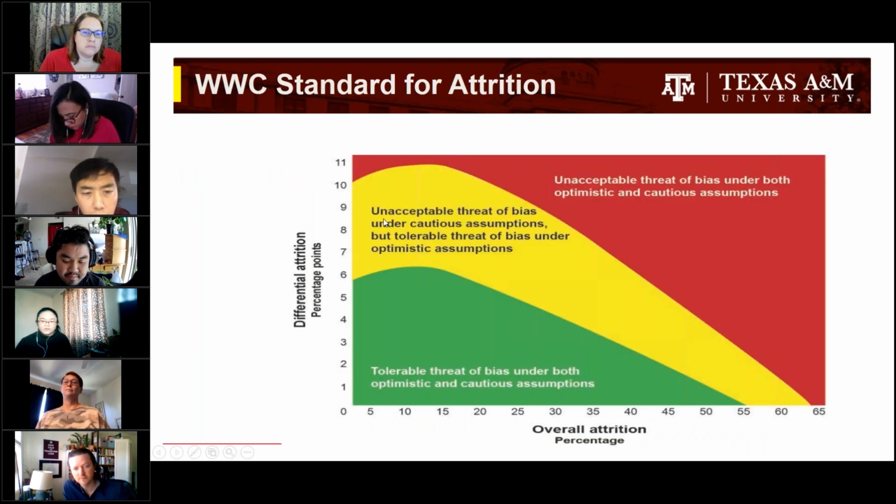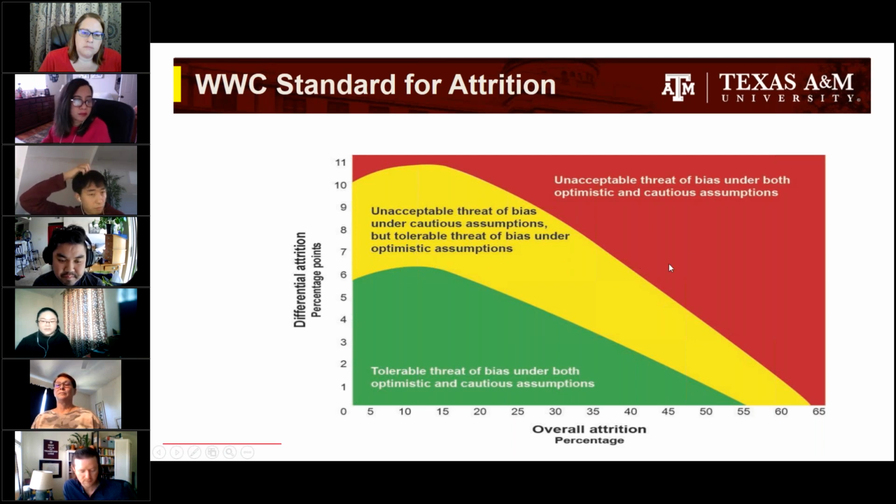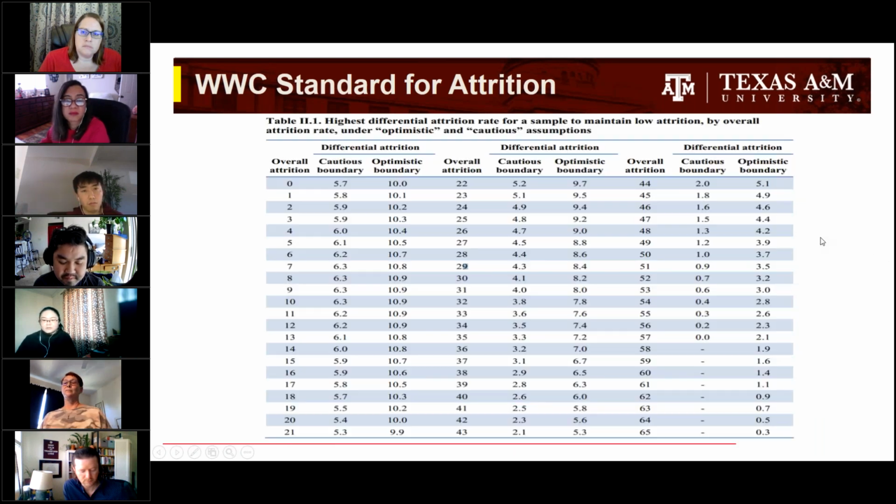So there's another picture for this. The yellow zone is an unacceptable threat of bias under the cautious boundary, however a tolerable threat of bias under the optimistic assumption, and the red zone is unacceptable for both protocols. And there's another table I want to show you.